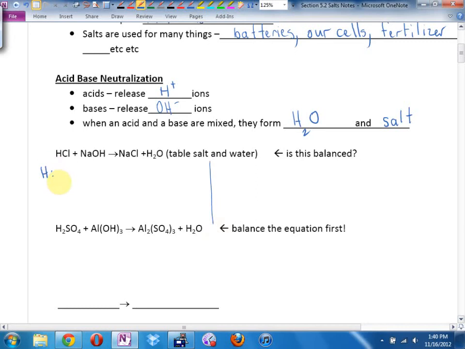How many H's are there on the left? How many H's are there on the right? Oh, that's nice. How many Cl's are there on the left? 1. How many Cl's are there on the right?